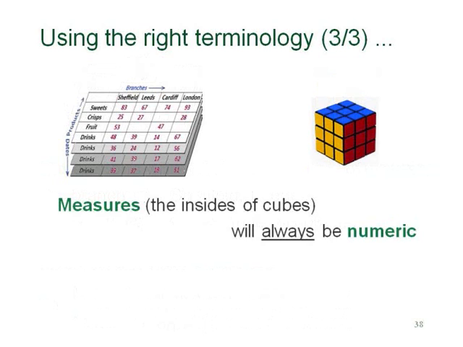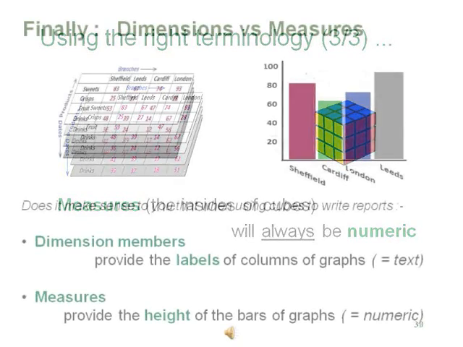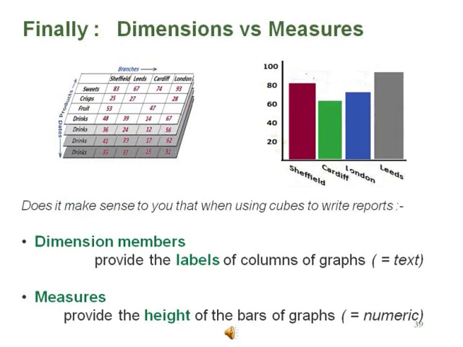And finally, the measures, or the insides of the cube. These will always be numeric, in contrast to the dimensions, which are quite likely to be text descriptors. Finally, this is a quick way to work out what the difference is between a dimension and a measure. Dimension members very often provide the labels of the columns of the graphs. So for example, Sheffield, Cardiff, London, Leeds are the labels of the graph, whereas the measures, those are the numeric things, they're going to provide the height of the bars of the graph.